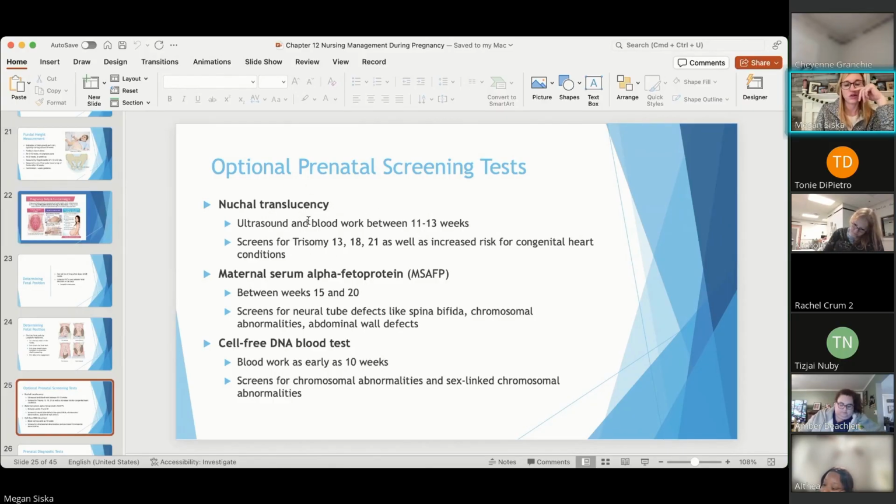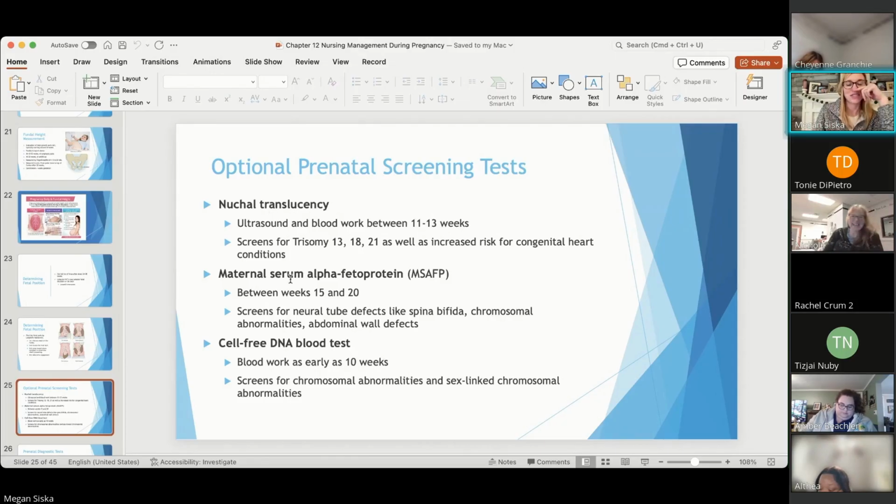So that's the nuchal. Another common one is this maternal serum alpha fetoprotein, or MSAFP. You can also just get an AFP as well, depending on, whatever, you guys, never mind. I'm going off on a tangent.